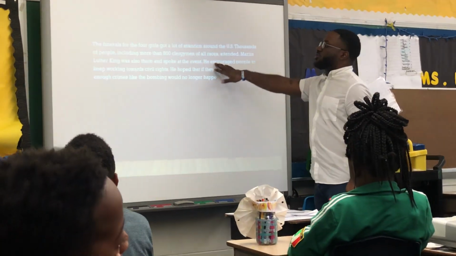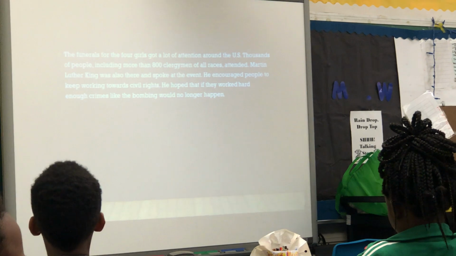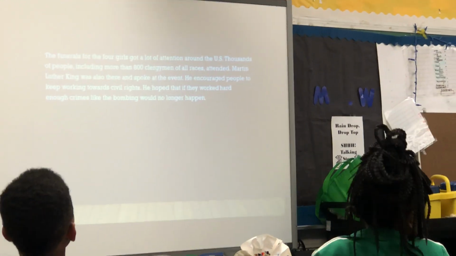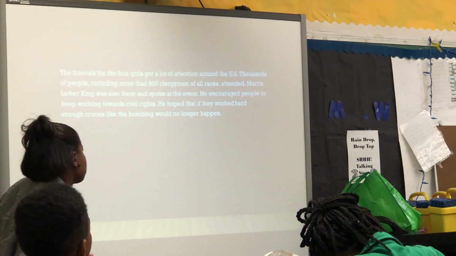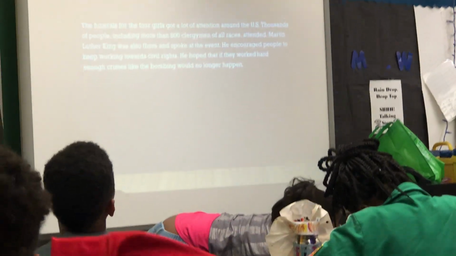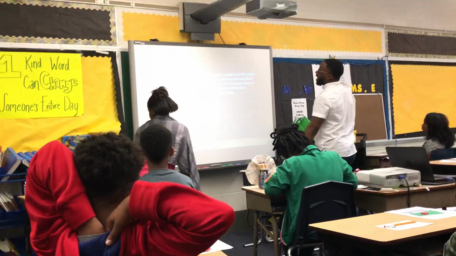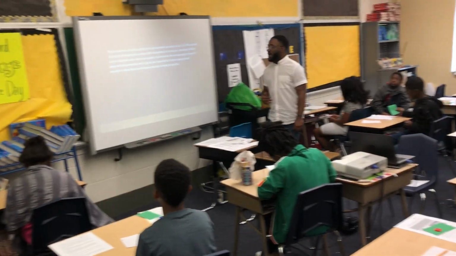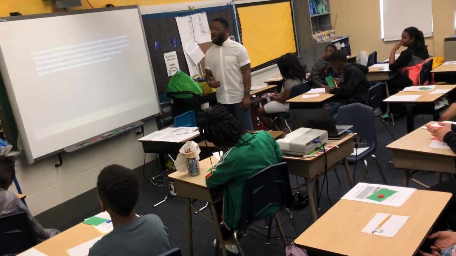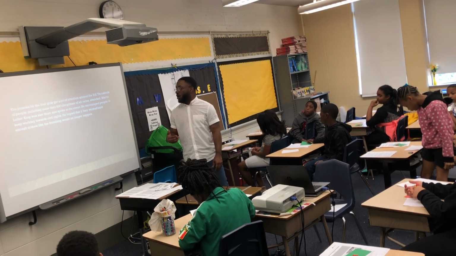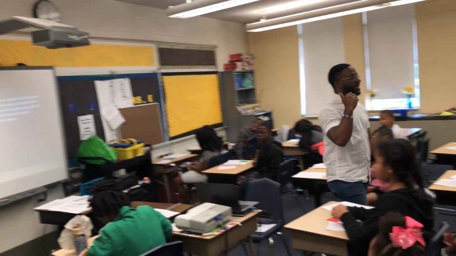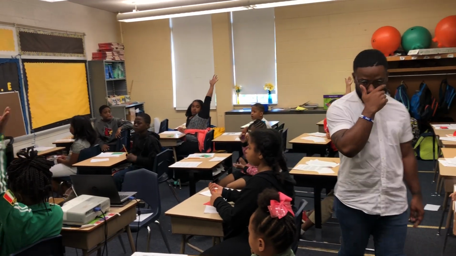It says, the funerals for the 4 girls got a lot of attention around the U.S. Thousands of people, including more than 800 clergymen of all races, attended. Martin Luther King was also there and spoke at the event. He encouraged people to keep working toward civil rights. He hoped that if we worked hard enough, crimes like the bombing would no longer happen. Is this a first-hand account or a second-hand account?